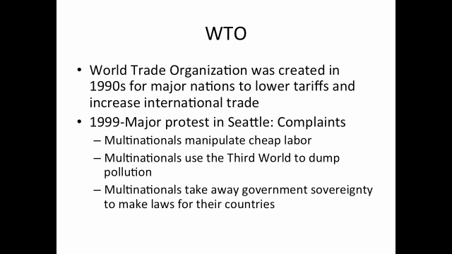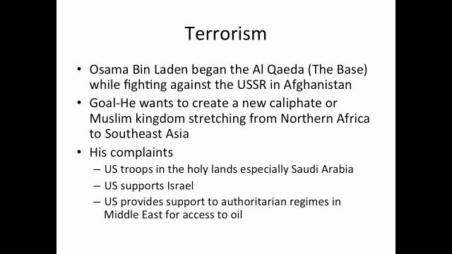Over time, internationally, there have been a number of organizations established to try to lower tariffs. One of these is the World Trade Organization, which was created in the 1990s for major nations in order to lower tariffs and increase international trade. In 1999, major protests broke out in Seattle about the WTO. They claimed that multinationals were manipulating cheap labor, multinationals were using the third world to dump their pollution, and multinationals took away government sovereignty to make laws for their countries because multinationals were not based in these countries and would use the countries to compete amongst them.